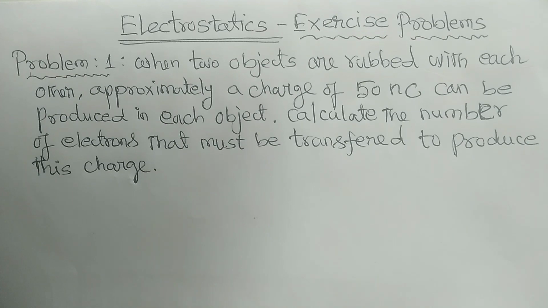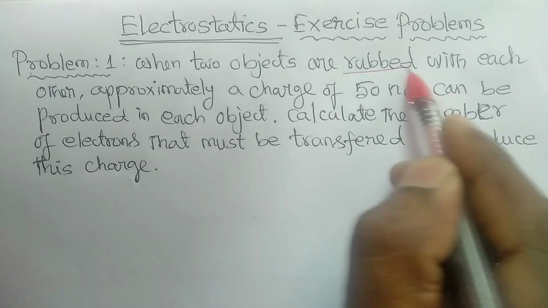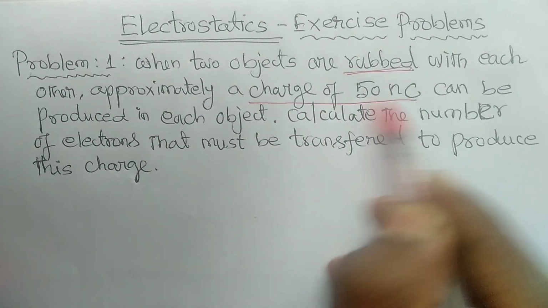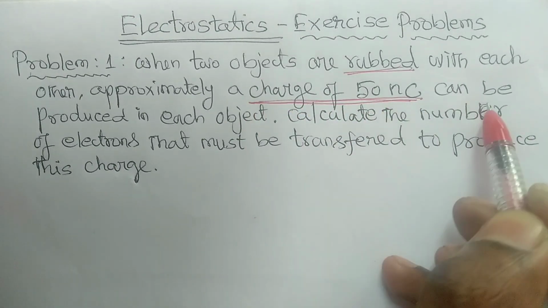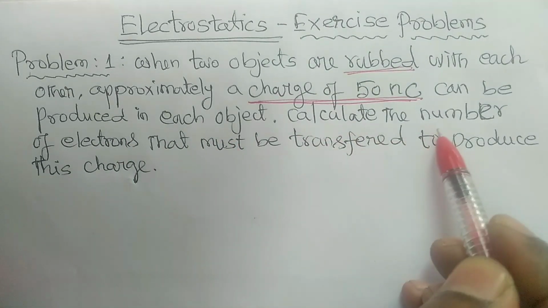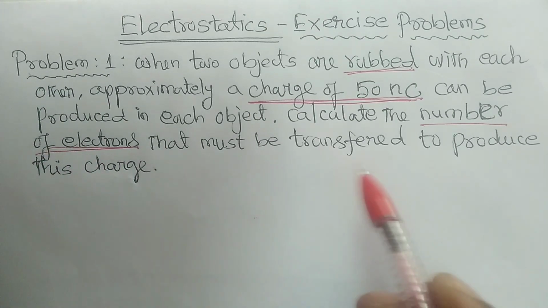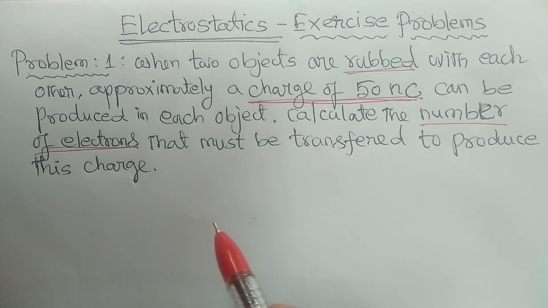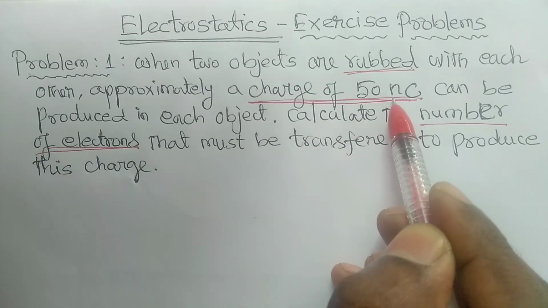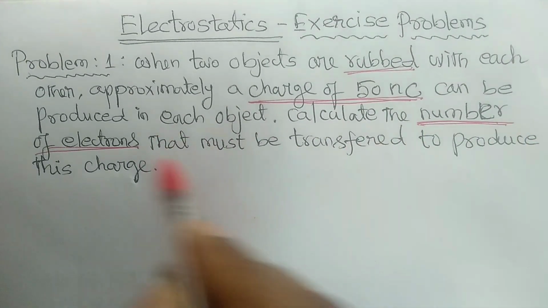So problem number 1. When two objects are rubbed with each other, approximately a charge of 50 nanocoulomb can be produced in each object. Calculate the number of electrons that must be transferred to produce this charge. Students, when two objects are rubbed with each other, a charge of 50 nanocoulomb can be produced in each object. So our aim is to calculate the number of electrons.